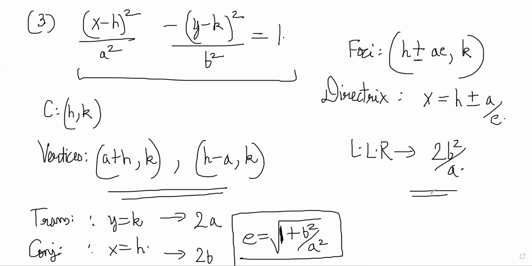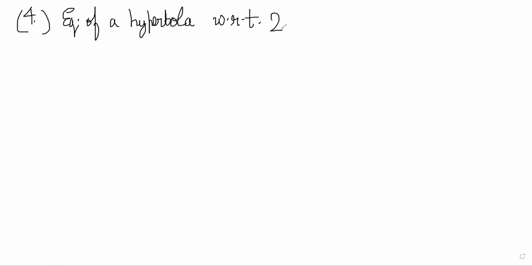Now, another form of the hyperbola that you might sometimes encounter is when the equation of a hyperbola is given with respect to two perpendicular lines.